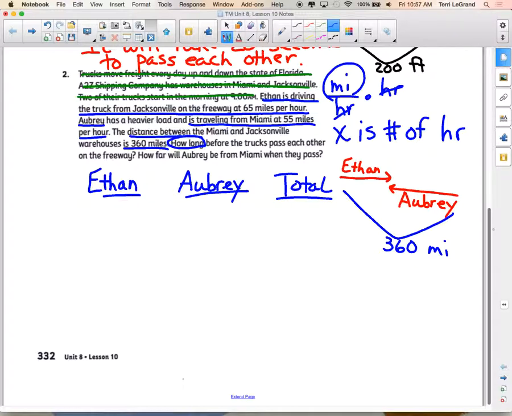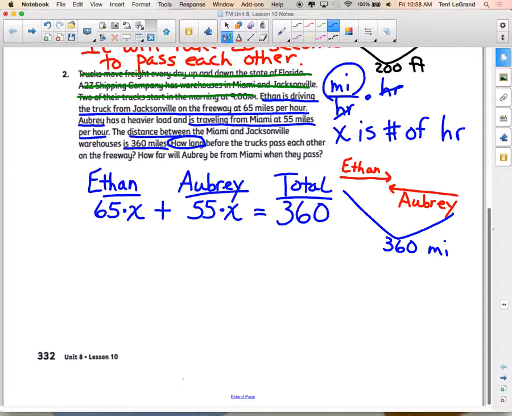Everybody say it together. Are we going to add to Aubrey's? Okay. Ethan's going to cover some of the miles. Aubrey's going to cover some of the miles. What would our multiplication be for Aubrey, class? 55 times x. And altogether, they're going to cover 360 miles.